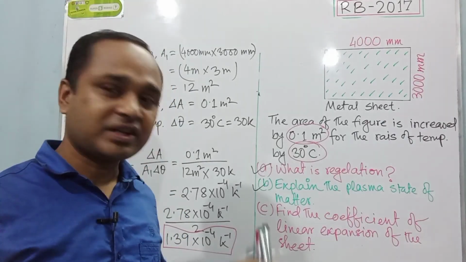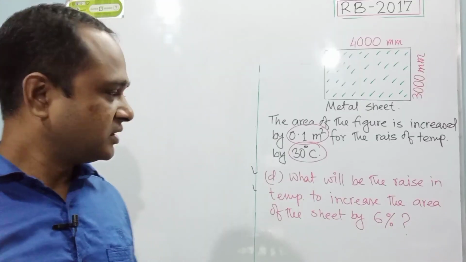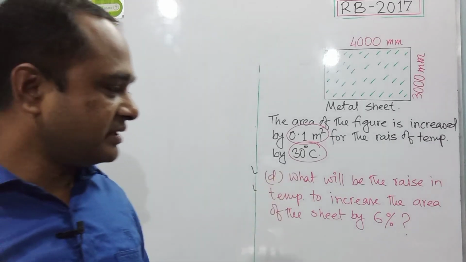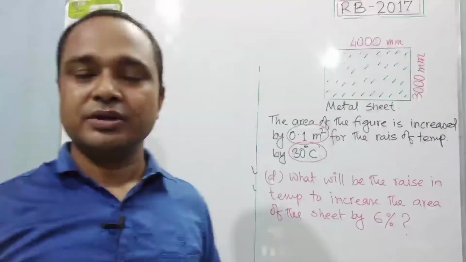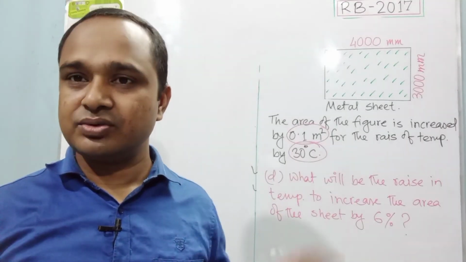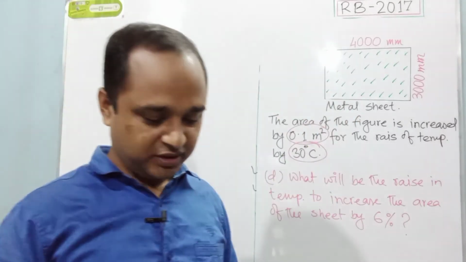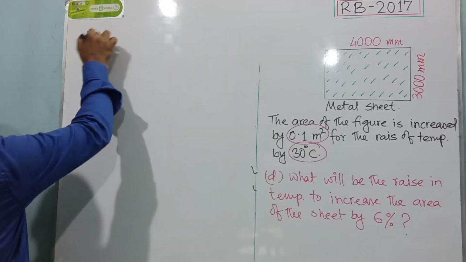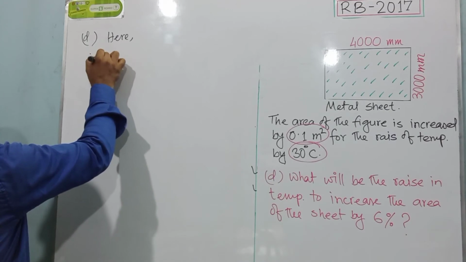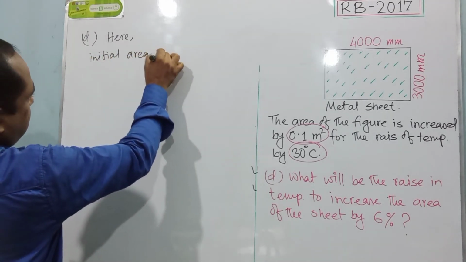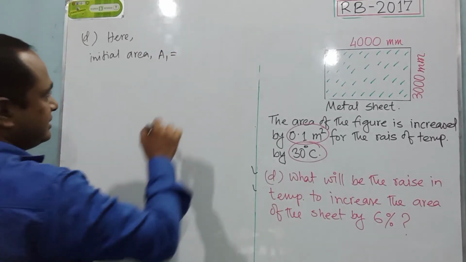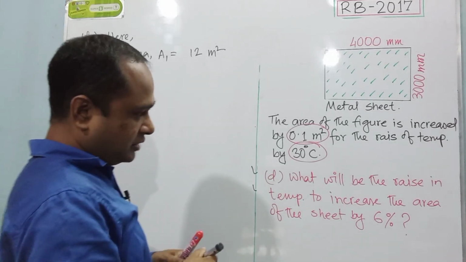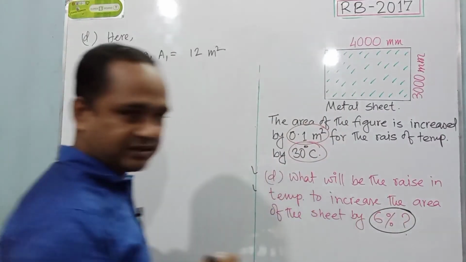Now we are going to see our last question, then we will solve it. Dear students, our final question is, what will be the rise in temperature to increase the area of the sheet by 6%? So we have to show what will be the required rise in temperature to increase the surface area of the sheet by 6%. And this calculation is almost the same as the previous calculation. Here the initial area A1 we have already calculated in our previous calculation, and that was 12 meter square. We have to increase the area of the sheet by 6%, right?